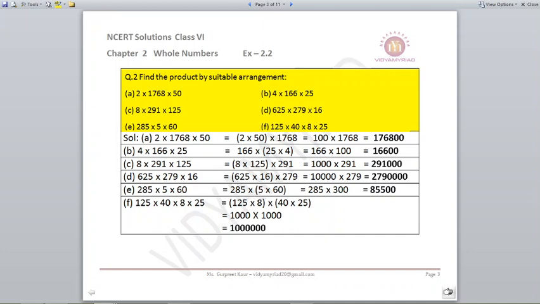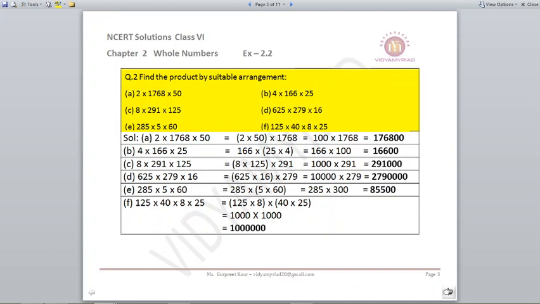8 into 291 into 125. So what pair will it be? 8 into 1 is 8, 1 into 5 is 5, 8 5s are 40. So I can make the pair 8 into 125 multiplied by 291, which is 1000 into 291. Simply add zeros with 291, that will be your required answer.